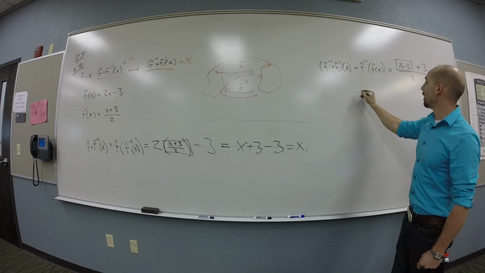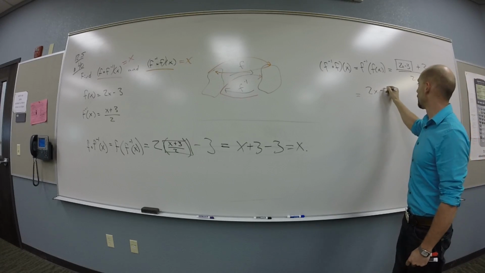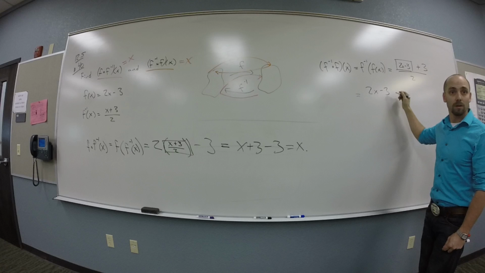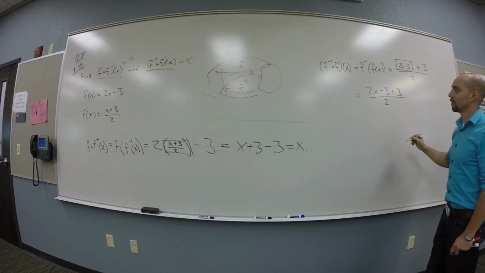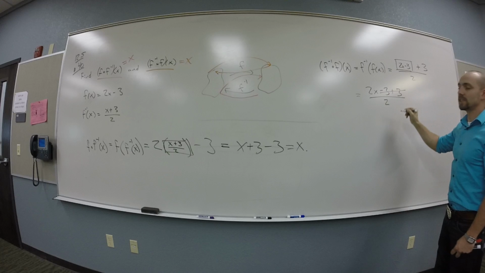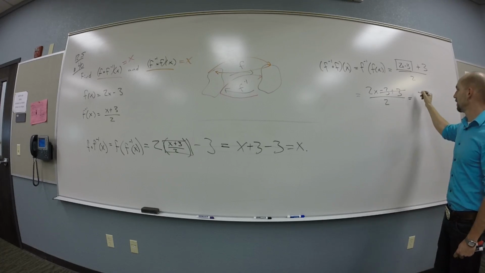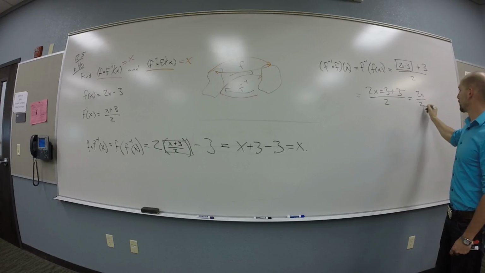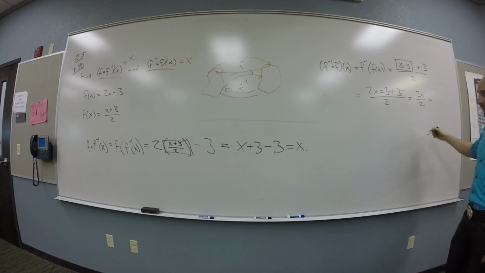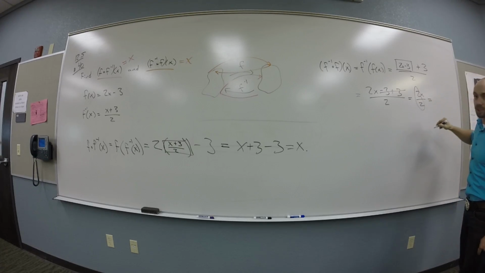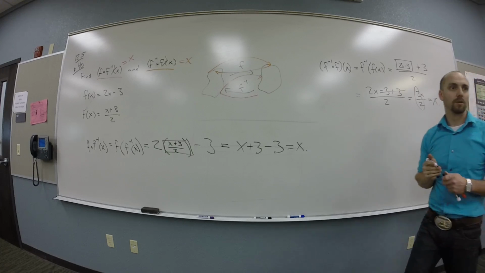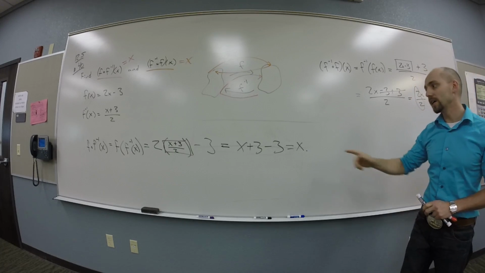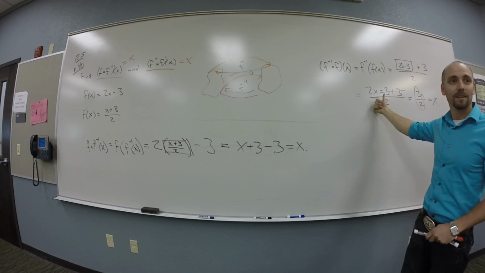So on the top, I get 2x minus 3 plus 3, divided by 2. Cancel my 3's, they add to 0, so I get 2x over 2. Cancel the 2's, that's a onesie. So I get an x out. Do you see that? Yep. This way is much harder than this way.